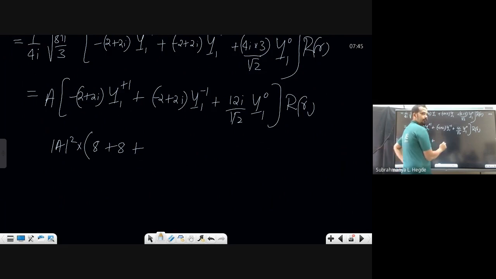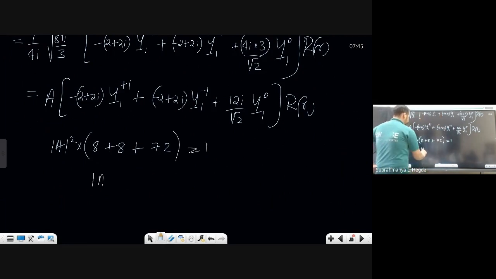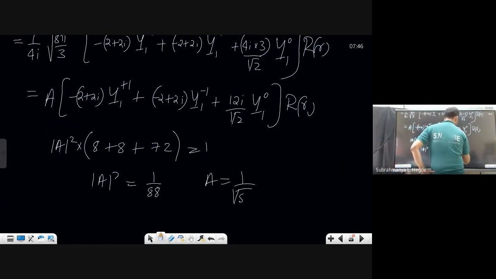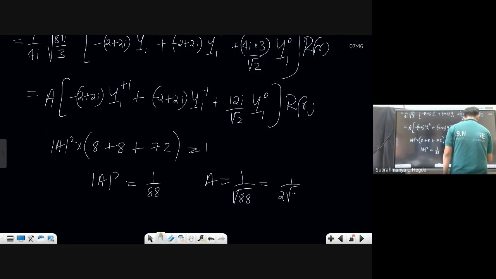144 divided by 2. Am I right? 12 square, mod square, 144 divided by 2, 72. Pick up. So it is equal to 1. Mod a square is equal to, what is this one? 88. 1 by 88 is equal to 1 by root 88. Can you simplify? 4 into 22. 1 by 2 root 22.